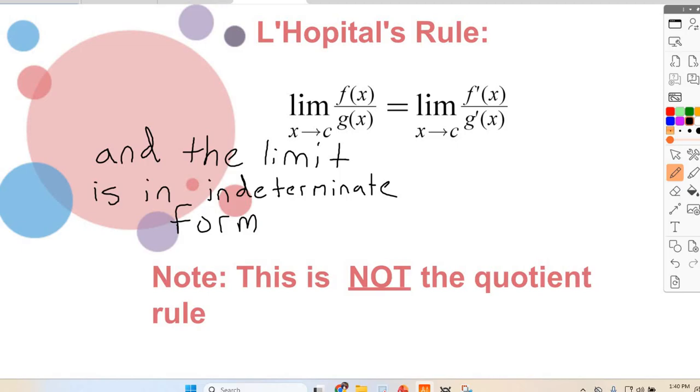However, that also means do not try to apply this when we're doing something that requires the quotient rule, okay? So this is for limits, not for taking the derivative. Here I am just taking a limit. But it is going to be important that we check that it's in indeterminate form first, because this won't work if it's not in indeterminate form first.